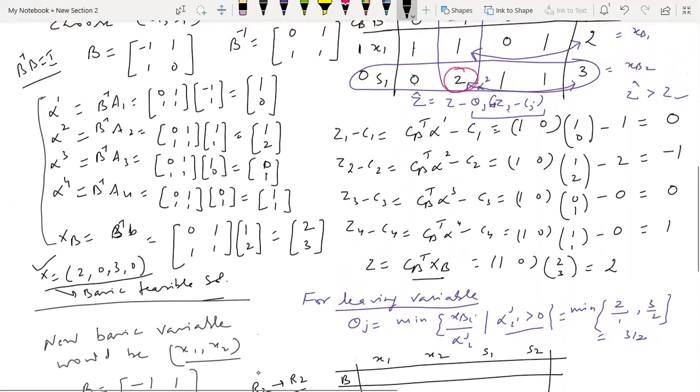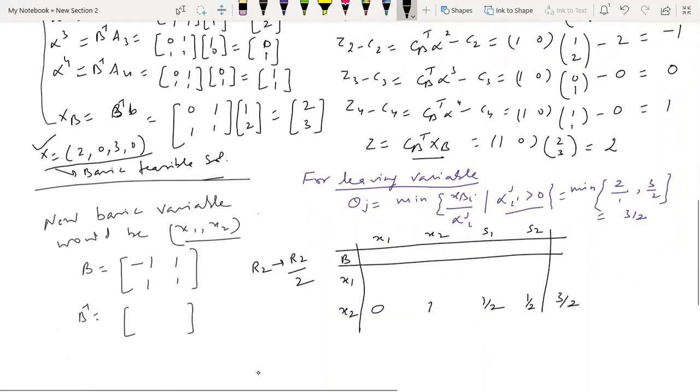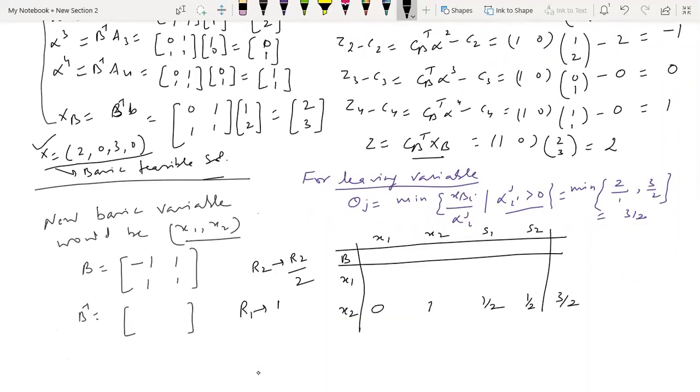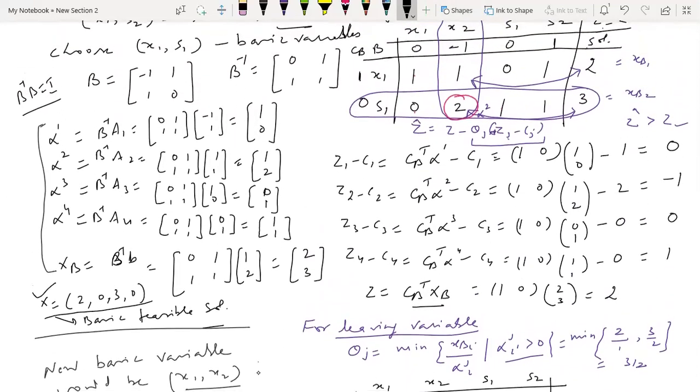Okay, next I have to make this entry as 0. So how am I going to make this entry as 0? By using the same pivot operation. As we were doing in the row reduced echelon form, use this as a pivot element and make this element as 0. So first I am dividing this row by 2 and then subtracting this from row 1. So my row 1 goes to row 1 minus row 2 by 2, because when I'm dividing row 2 by 2, I get my pivot element as 1 and this is also 1. So I subtract from row 1.